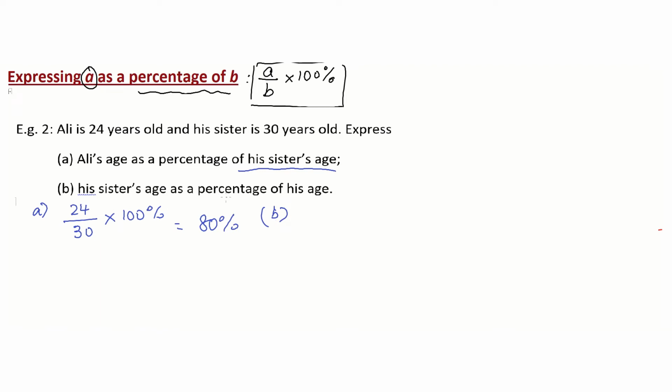Now moving on to part B, his sister's age as a percentage of Ali's age. So it should be Ali's age in the denominator in this case and his sister's age in the numerator. Multiply by 100% and that should give us 125%. All right.